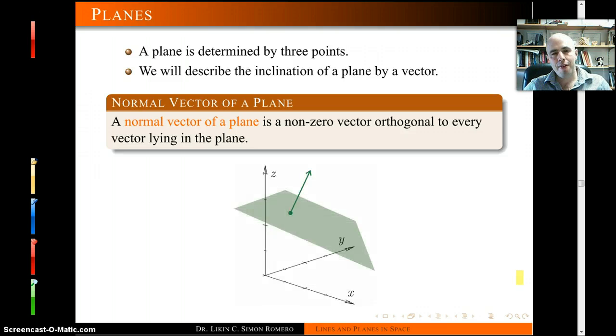This happens to be a very nice way to describe inclination, because unlike in lines, where you just have to give one vector that lives in the line, in a plane a lot of vectors with different directions can live in the same plane. But if you take something orthogonal to the plane, there is only one direction that can work, or the opposite one, but we're going to consider them as the same. So the inclination is going to be given by a vector that is orthogonal to every vector lying in the plane, and that's the normal vector of a plane.